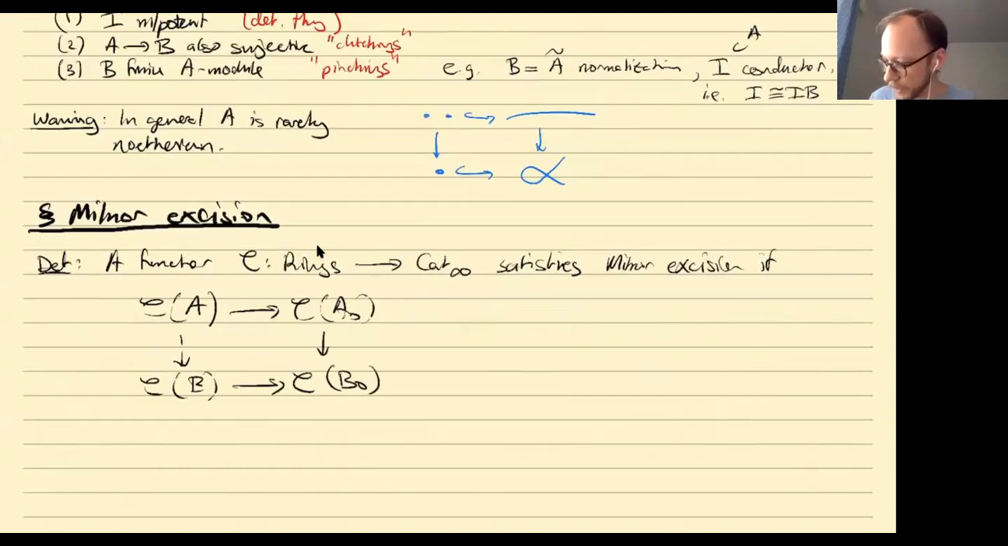So this should be, if that is homotopy Cartesian.